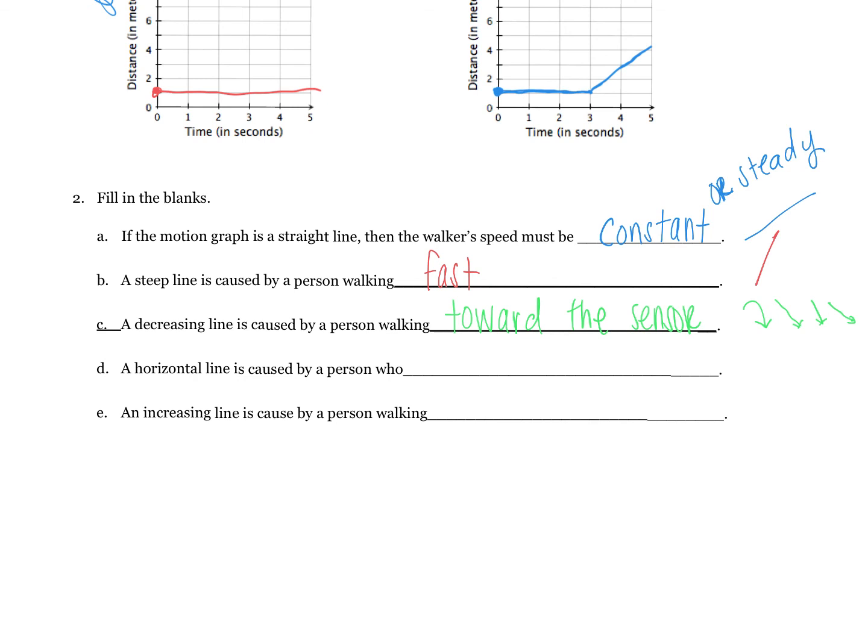All right, the next one, I don't know why I don't have it on here, but I think the next one says, oh no, I have it. The next one is a horizontal line is caused by a person who what? Now, we talked about it. So a horizontal line means we are never going up or down. So my distance from the sensor is never moving, right? This would be a case of the person or the object just standing still. So that's what you're going to fill in the line.